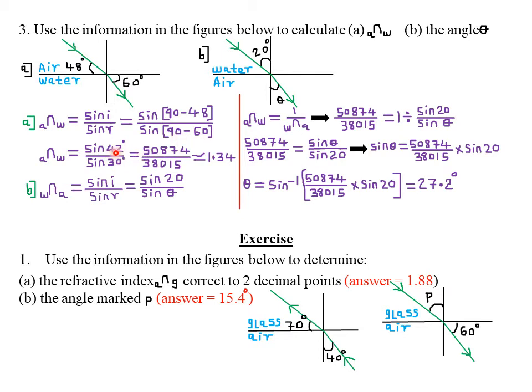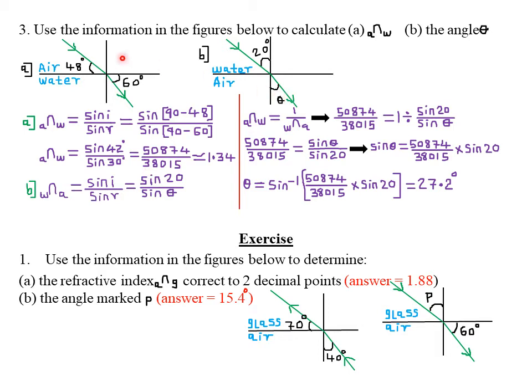Therefore, sine 42 degrees divided by sine 30 degrees, you'll obtain 0.6691 divided by 0.5, which is approximately 1.34. Then part B, we are required to find the angle theta. Remember, for us to find the angle theta, we just refer to this particular diagram here.